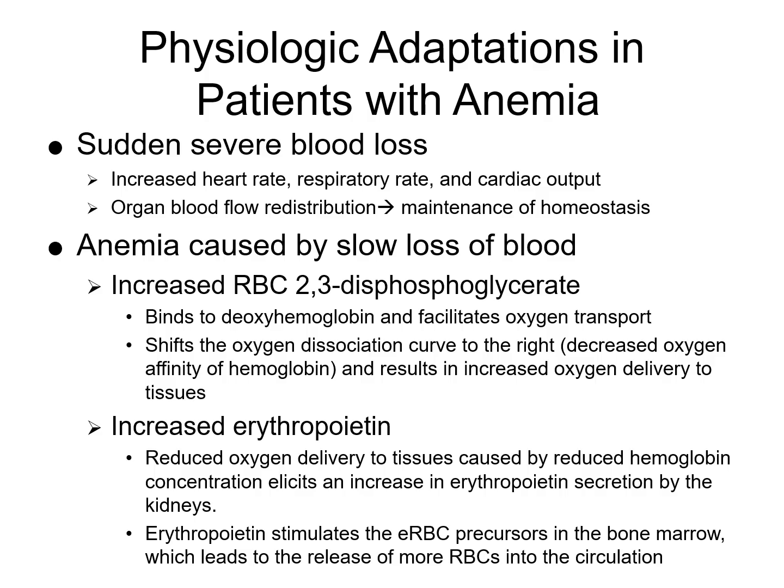We'll also have an increase in erythropoietin production. So when tissue oxygen delivery is reduced due to anemia, the kidneys will sense hypoxia and increase secretion of erythropoietin. Erythropoietin will stimulate the erythroid precursors in the bone marrow, and that will increase red blood cell production. This leads to a compensatory increase in circulating red blood cells to help improve oxygen carrying capacity.